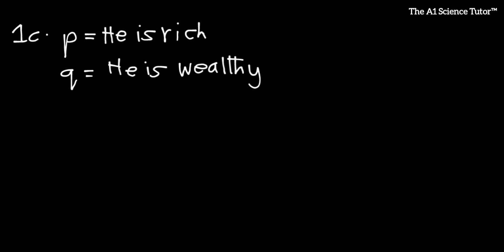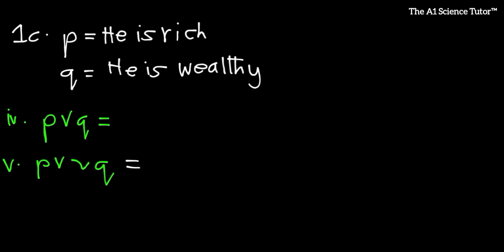Okay, now the last, well, that should be the fourth. The fourth is this, which is actually simple. So I'll leave you to try this one yourself. Now let us try the last one. The last one says P disjuncted with negated Q. Now you already know what a negated Q is. It means he's not wealthy.